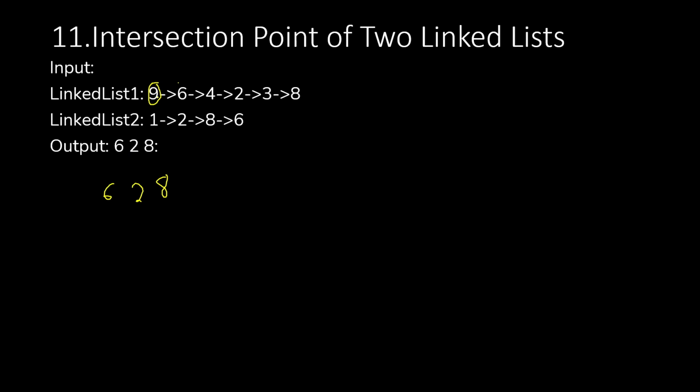So we are checking linked list 1 values inside linked list 2. This is the correct method. If you are checking inside linked list 1 by comparing the linked list 2 values first, for example, you compare whether 1 is there inside linked list 1 or not. It is not there. Now you compare 2, yes, it is there. Now we're checking 8, yes, it is there. Now we're checking 6, yes, it is there. This is an incorrect method. You shouldn't compare linked list 2 values inside linked list 1.